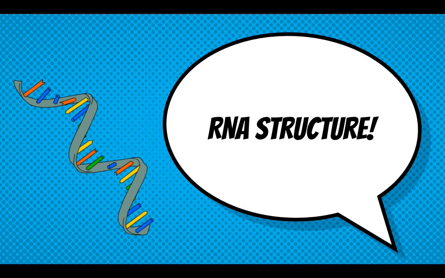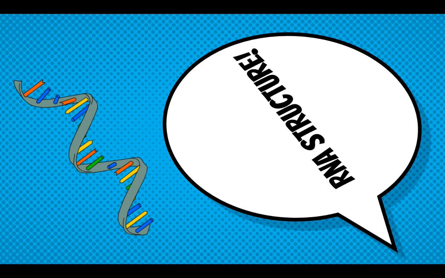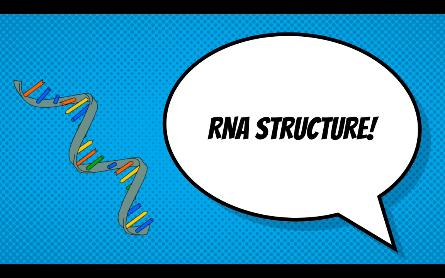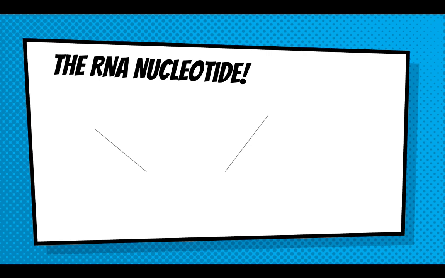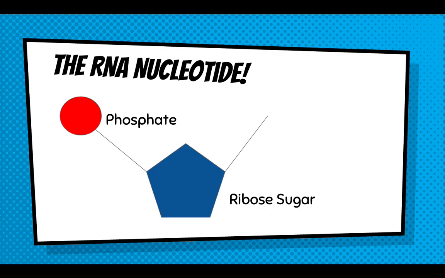So this next video is on RNA structure, so the structure of that single copy of a gene that codes for a protein. The RNA nucleotide looks a lot like the DNA nucleotide, but there are a few very important differences. So the RNA nucleotide also has a phosphate. Here's one of the differences. It has a ribose sugar, instead of a deoxyribose sugar. So RNA is ribonucleic acid, DNA is deoxyribonucleic acid, so ribose sugar in RNA.